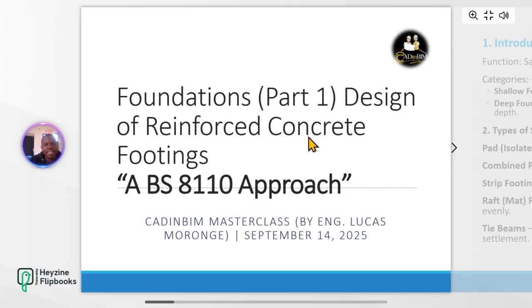In this session, we are going to look at foundation, part one of it, where we are going to just look at design of reinforced concrete, part one.